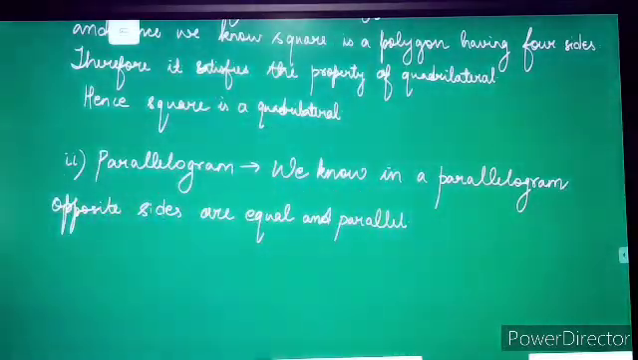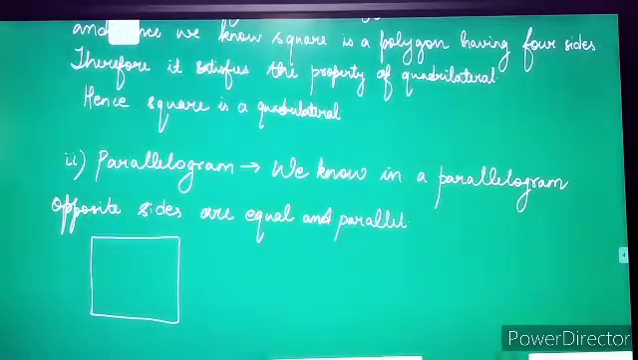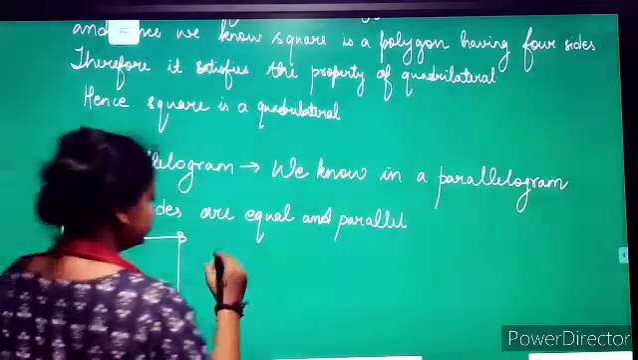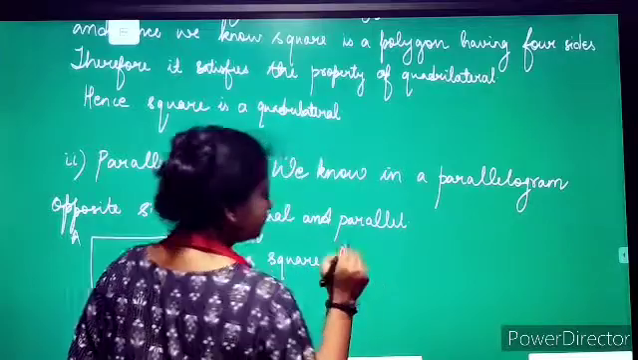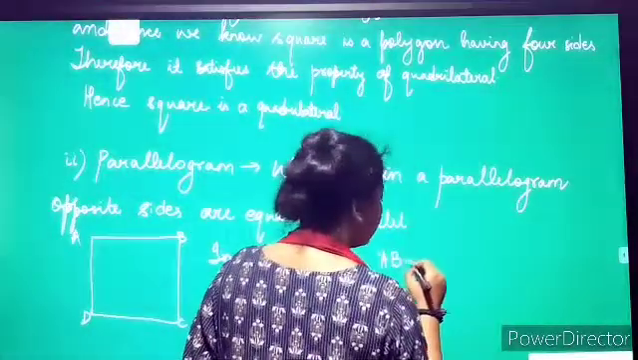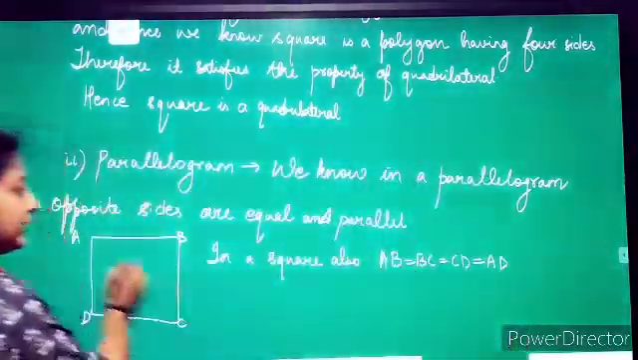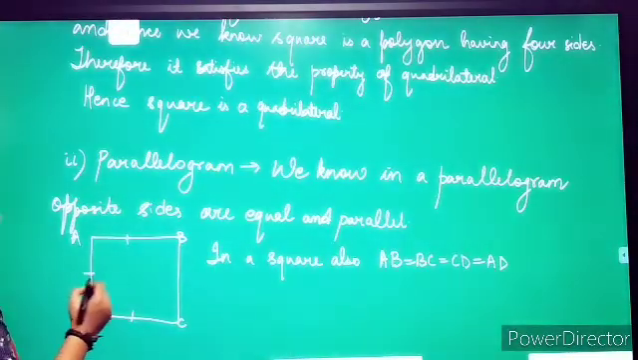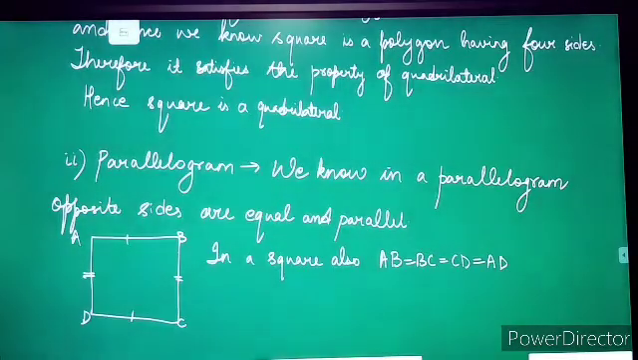See, we know in a parallelogram opposite sides are equal and parallel, and in a square, since all the sides are equal, in a square also AB equals BC equals CD equals AD. All the sides are equal in a square. And this implies that this side must be equal to this side and this side is equal to this side. So here also the opposite sides are parallel and equal.